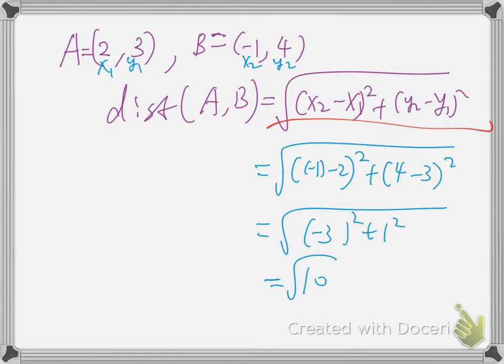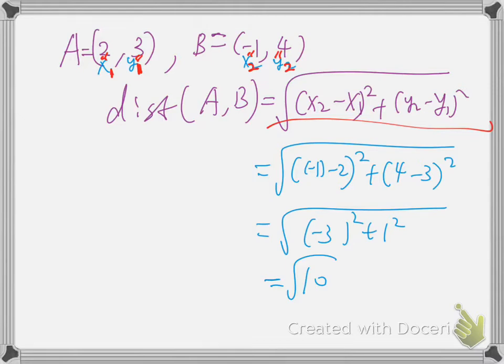And how to find x1, x2, y1, y2? Subscript 1 means the first point: the x part of the first point, the y part of the first point. So that's x1, y1. And x2, y2 are the x and y part for the second point. So you label them and then you figure out the numbers. So x1 is 2, y1 is 3, x2 is -1, y2 is 4. You plug in, do the calculation, and you get the distance. So that's the distance formula.